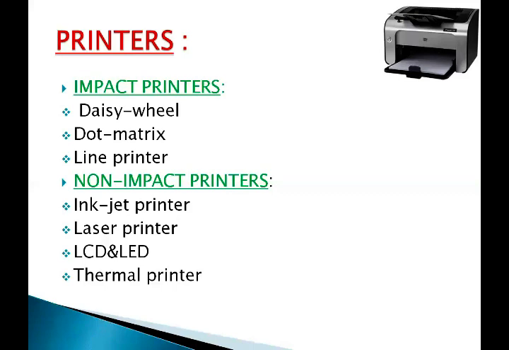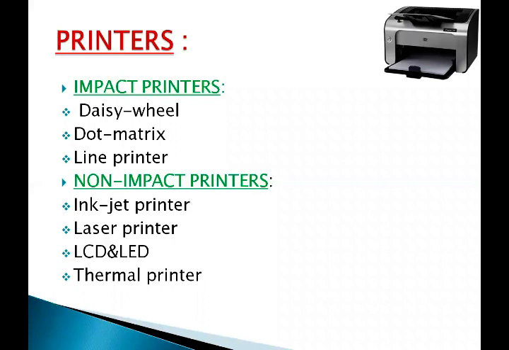There are two types of printer: impact printer and non-impact printer. Subtypes of impact printer are dot matrix printer and line printer. Subtypes of non-impact printer are inkjet printer, laser printer, LCD and LED printer, and number four is thermal printer. What is the difference between impact printer and non-impact printer?